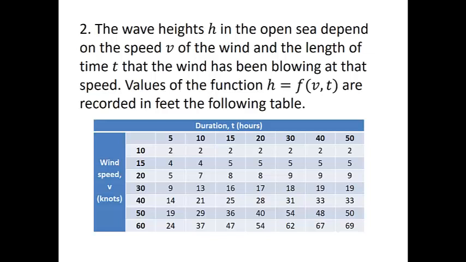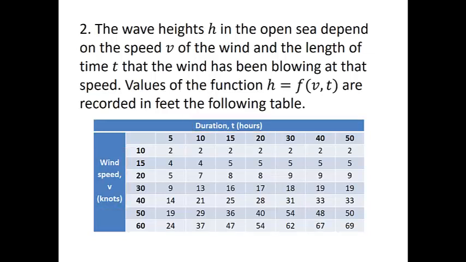The wave heights h in the open sea depend on the speed v of the wind and the length of time t that the wind has been blowing at that speed. Values of the function h equals f of v, t are recorded in feet in the following table. So here we see the values of our function as recorded in the table. So the heights of the wave are dependent upon both the wind speed v and the amount of time t the wind has been blowing at that speed.